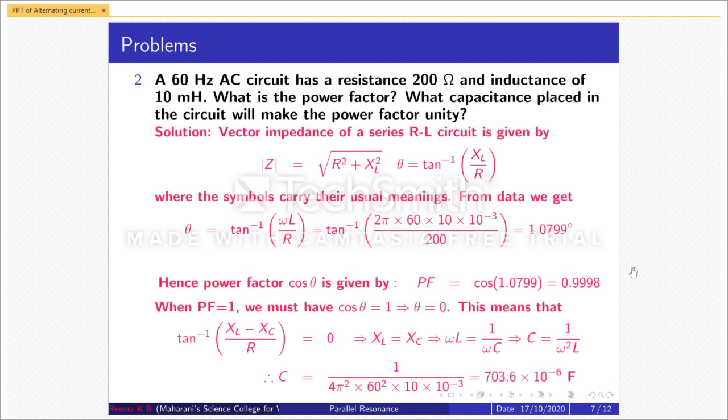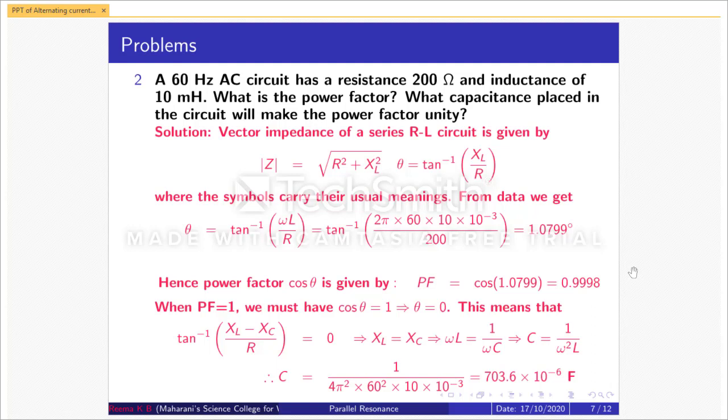Solution. The vector impedance of a series RL circuit is given by Z = √(R² + XL²). Here theta is equal to tan inverse of XL/R, where the symbols carry their usual meanings. From the data, we get theta = tan inverse of ωL/R, which is equal to 1.0799 degree. Hence, the power factor cos theta = cos(1.0799°), which is equal to 0.9998.